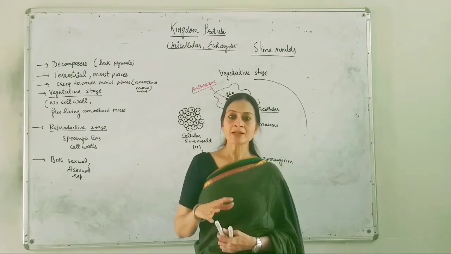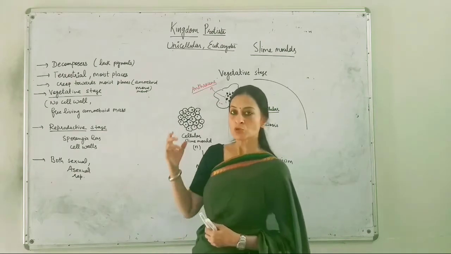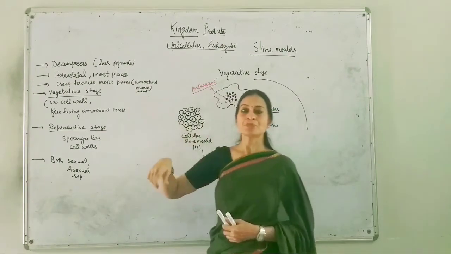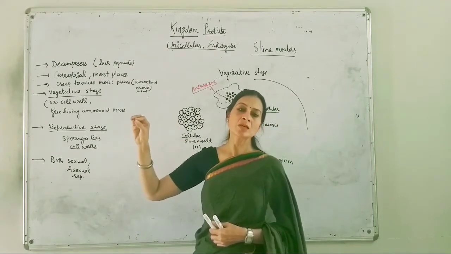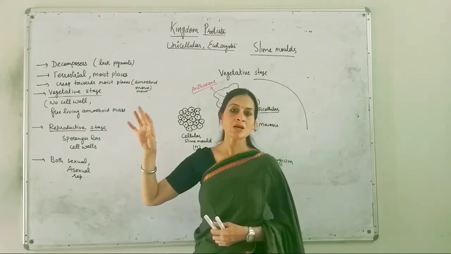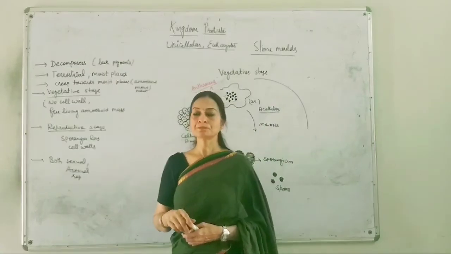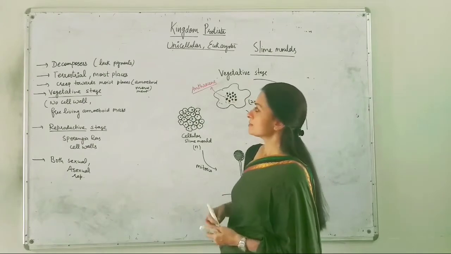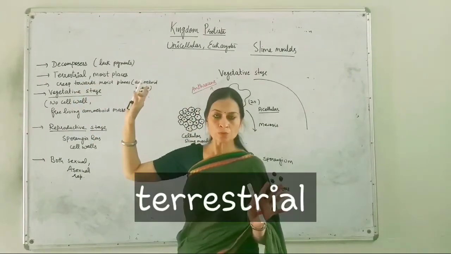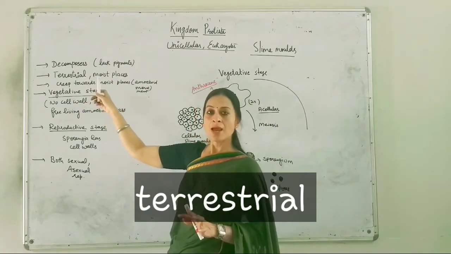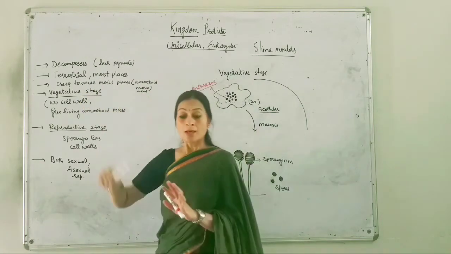Okay, in dry conditions it is not easy to decompose the matter, so they are mostly present in those areas which are moist and have some warmth. Now the next feature is they are terrestrial in nature, meaning no aquatic form is observed. They are terrestrial and they are in moist places, as I told you.